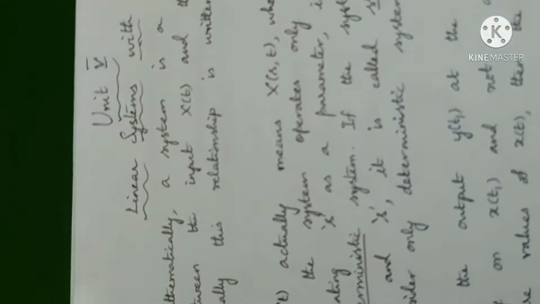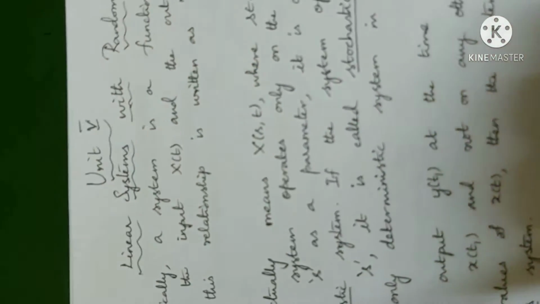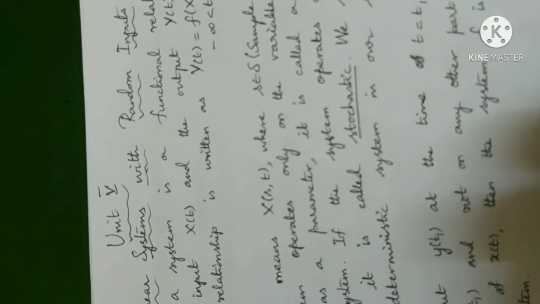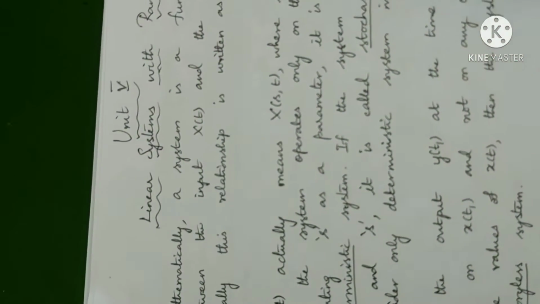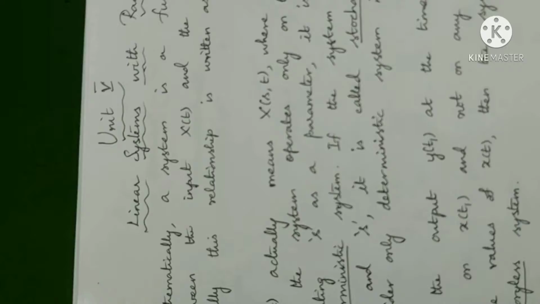Dear students, it is unit 5, the last unit. The name of the unit is linear systems with random inputs. If you go through here, first a few definitions are given and later some properties and problems.